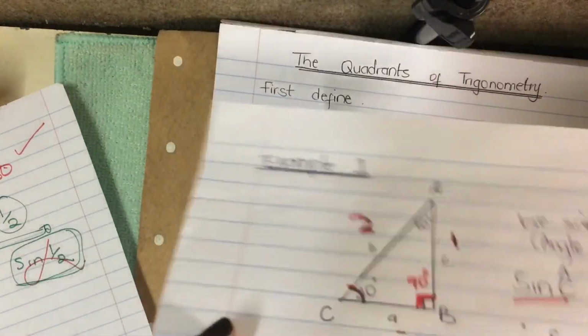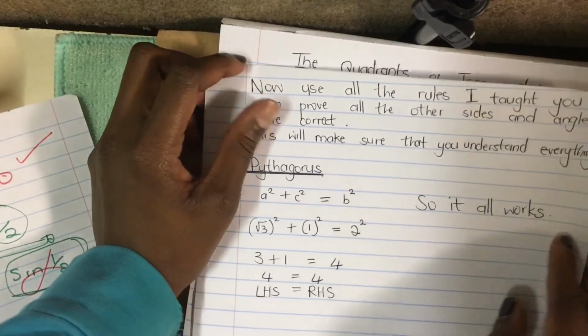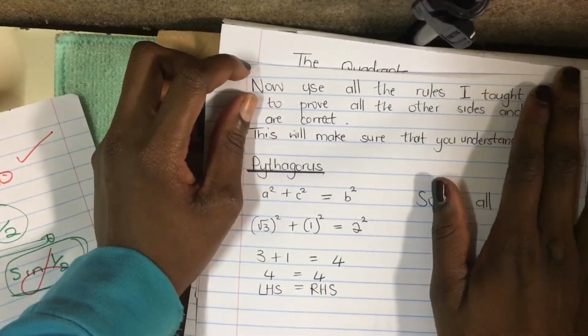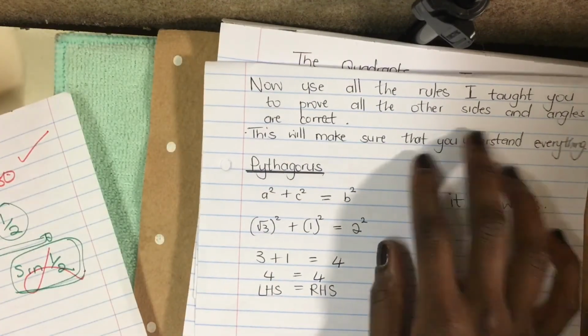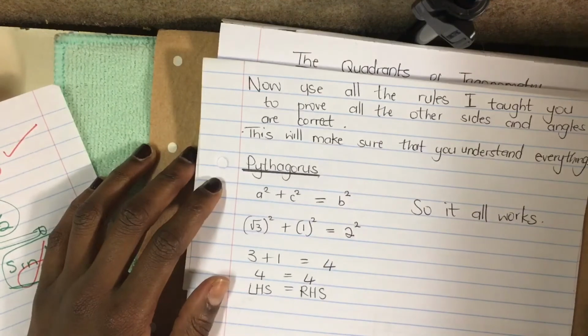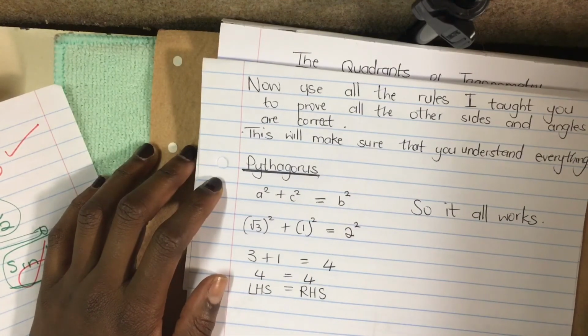Let's quickly sum up this video before it becomes long. Now use all the rules I taught you to prove all the other sides and angles are correct according to that diagram. Because it has that 60, the 30, and the 90, the 1, the 2, the root 3. So you can somehow draw that again.